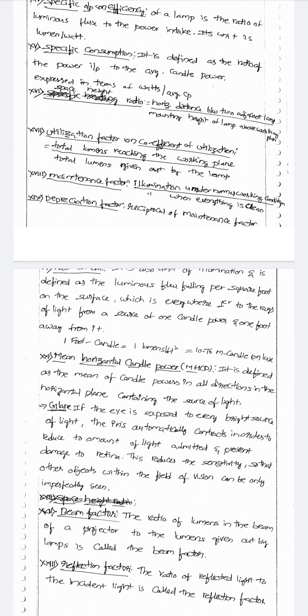Next one, depreciation factor. It is the reciprocal of the maintenance factor. We just saw the maintenance factor definition; it will be taken as the reciprocal. It is the ratio of illumination when everything is clean to illumination under normal working conditions.